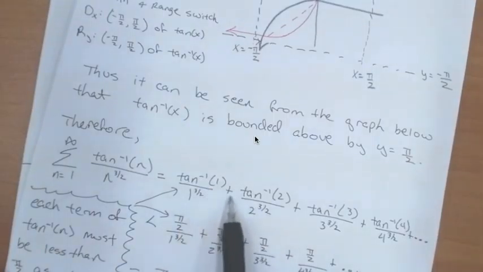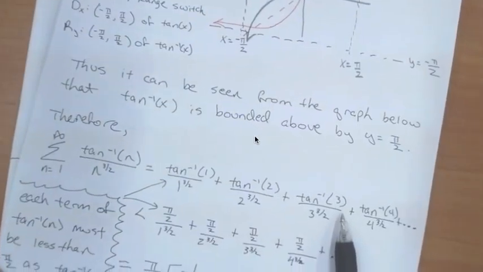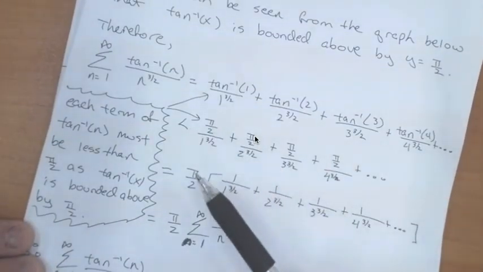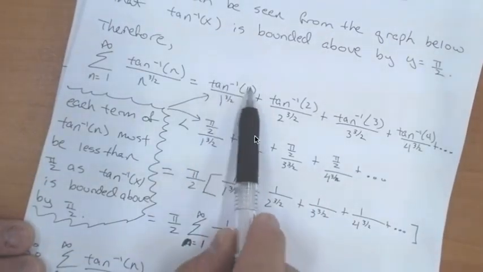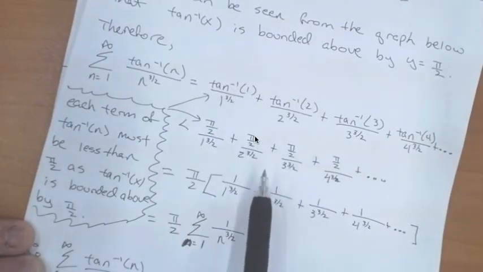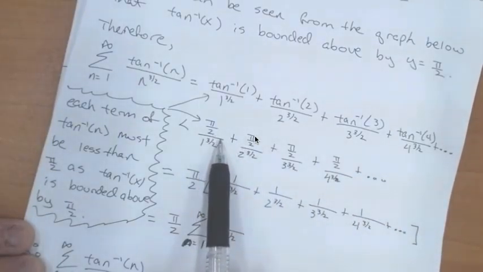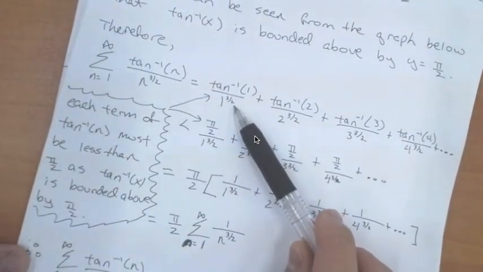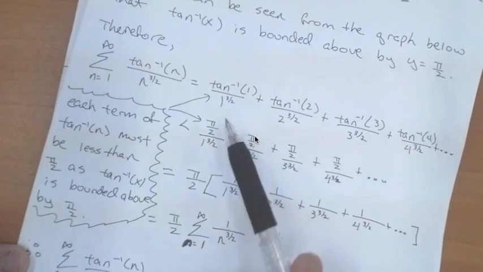plus, and we plug in 2, 3, 4, and so on into the original function. And we know that the whole function is bounded by y equals pi over 2. So if we substitute the numerator with pi over 2, the sum of the whole series will be smaller than the comparison series, which has pi over 2 as the numerator. Each term of arctangent n must be less than pi over 2, as arctangent x is bounded by pi over 2.